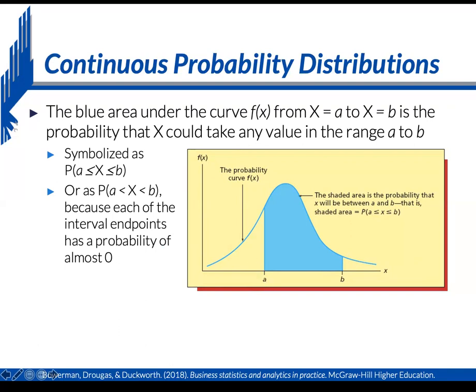That's why whether we include a or b or not in the computation of the probability, the total area under the curve will be the same, and the probability should be the same.